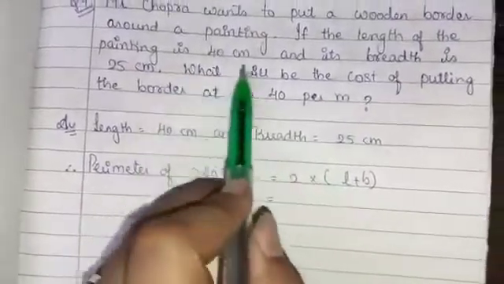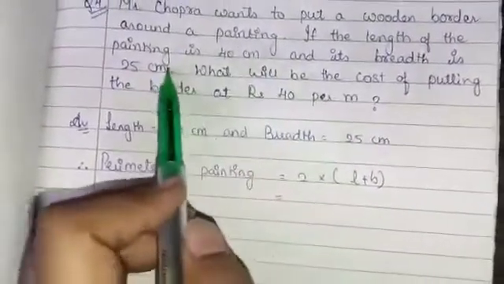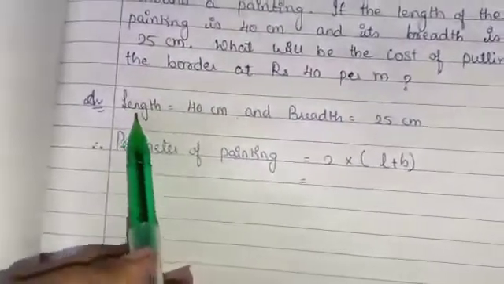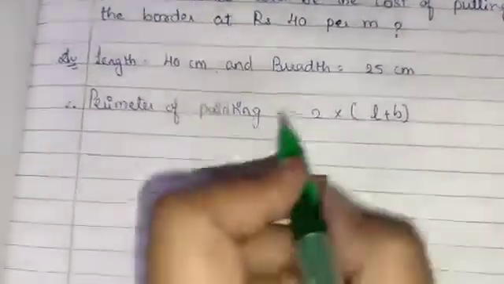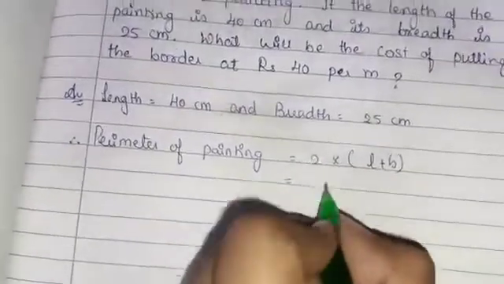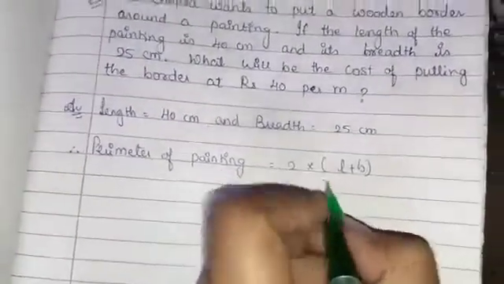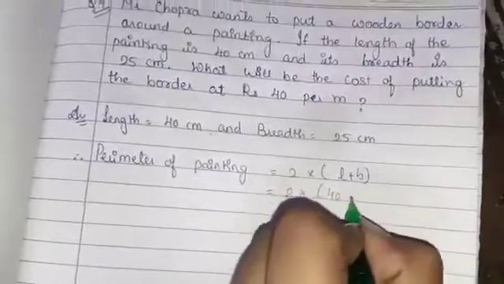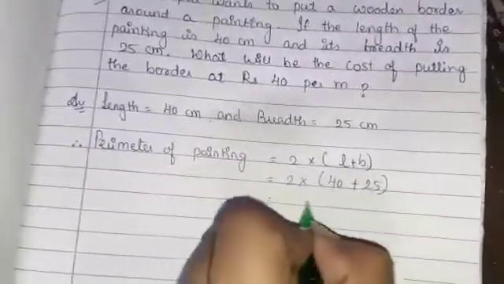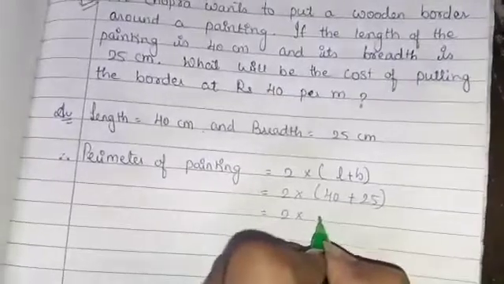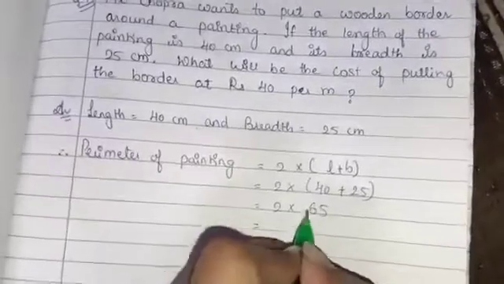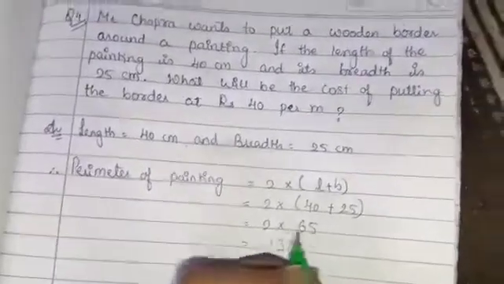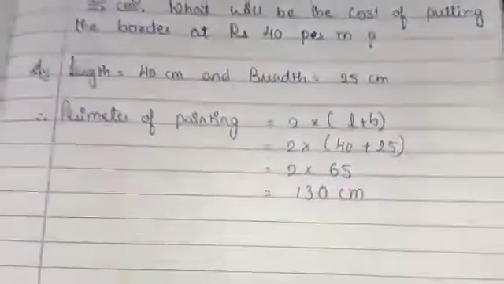Now this question we will solve later on. First of all, we will find out the perimeter. So we need to mention that length equals 40 centimeter and breadth equals 25 centimeter. Now, therefore, perimeter of painting equals 2 multiplied by (length plus breadth). Now, 2 will remain the same, multiply also will remain the same. Now, length is how much? So, 40 plus 25. Now, I will do addition. So, 40 plus 25, it will be 65. Now, multiplication we need to do. 2 5s are 10, 0, 1 carry, 2 6s are 12, plus 1, 13. So, it is 130 centimeter.